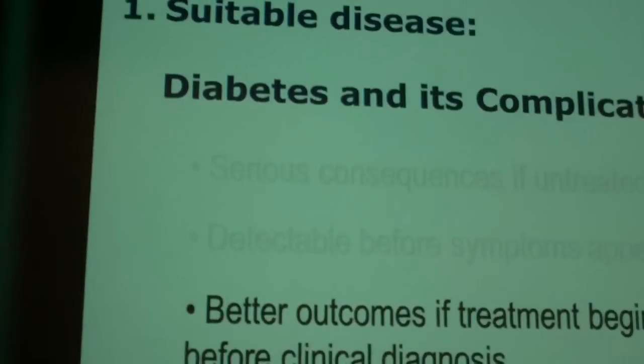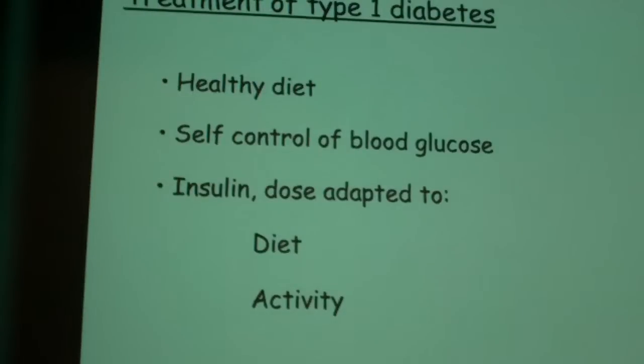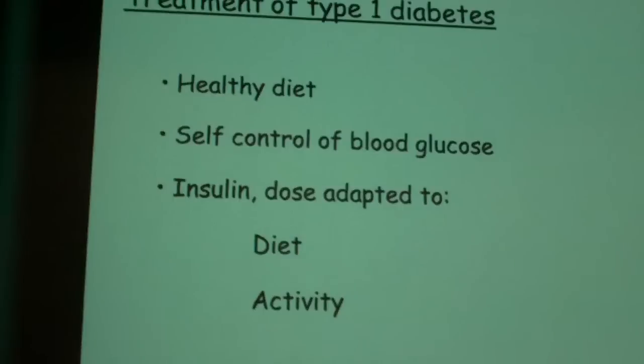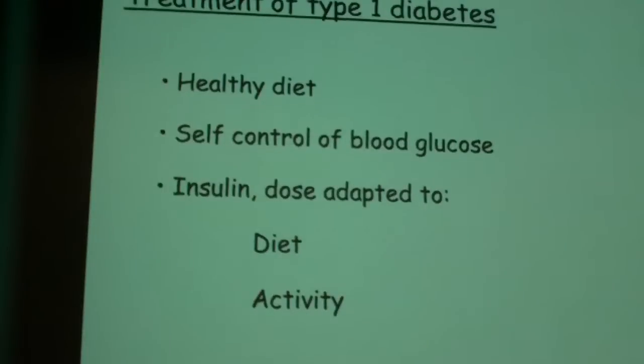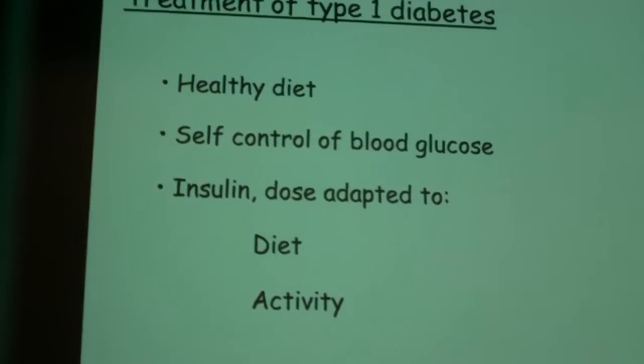Better outcomes if treatment begins before clinical diagnosis. You can treat type 1 diabetes with a healthy diet, self-control of glucose and insulin. And good glucose control will help you to prevent, or to, how do you say it, delay the complications that will start later on.